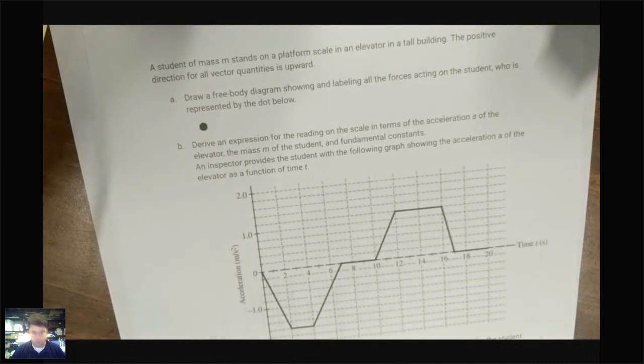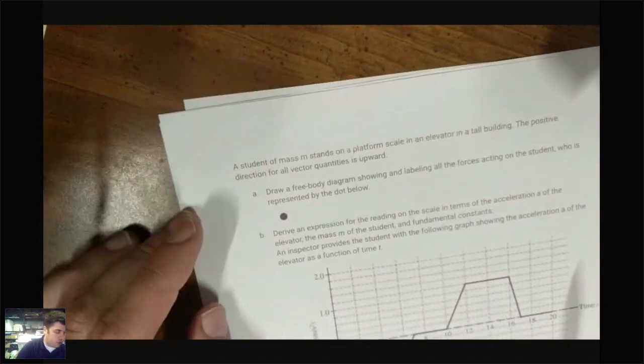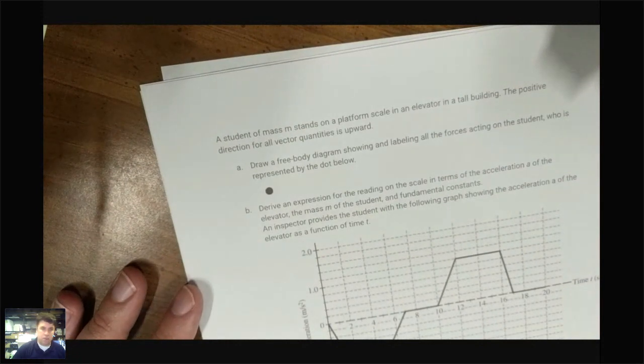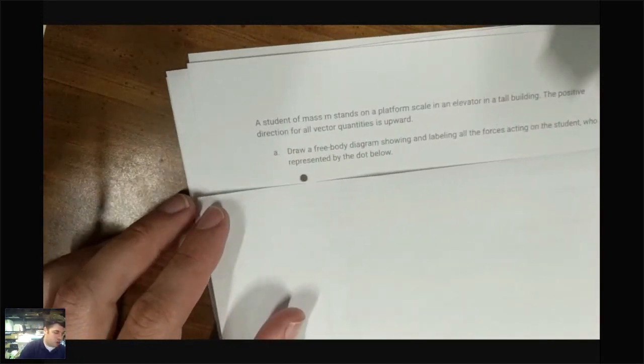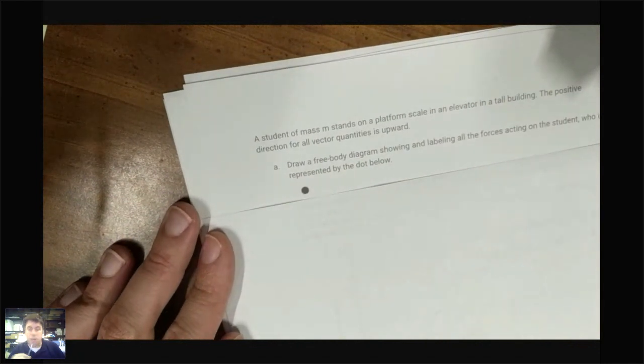All right, there we go. So let's make sure this is up and running. Hey, there it is. Okay. So we have a student standing on a platform scale in an elevator in a tall building. We're told positive is up. We want to draw a free body diagram. All right. So what does that look like? Well, we have a student standing on a scale. How many forces should be on this student?